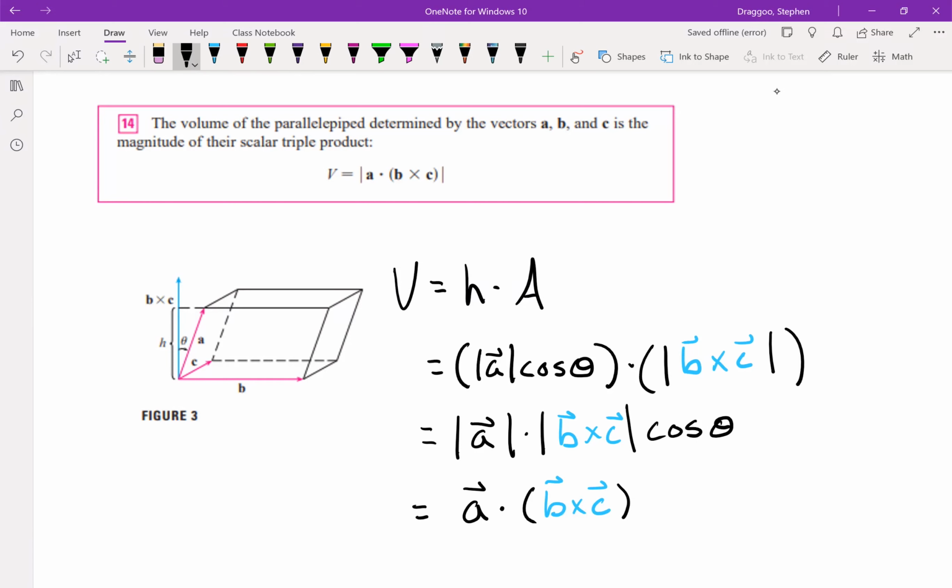Which we can see is the formula that we had for the volume of this parallelepiped. With the one addition of, we're going to call this thing an absolute value, because that dot product could come out negative. And a volume should always be positive, and so we'll just take the absolute value to make sure that we always have a positive value for the volume.